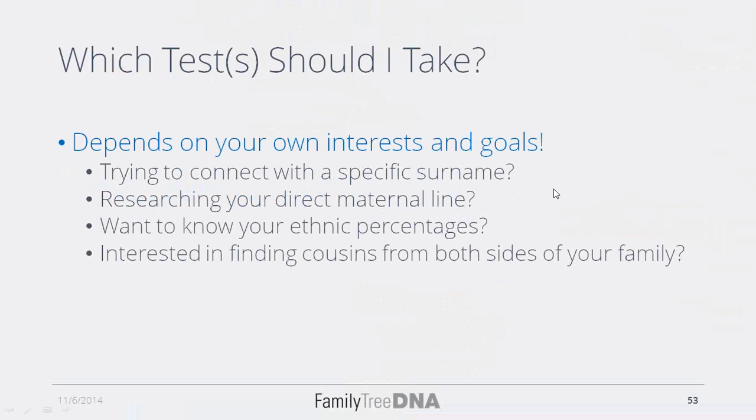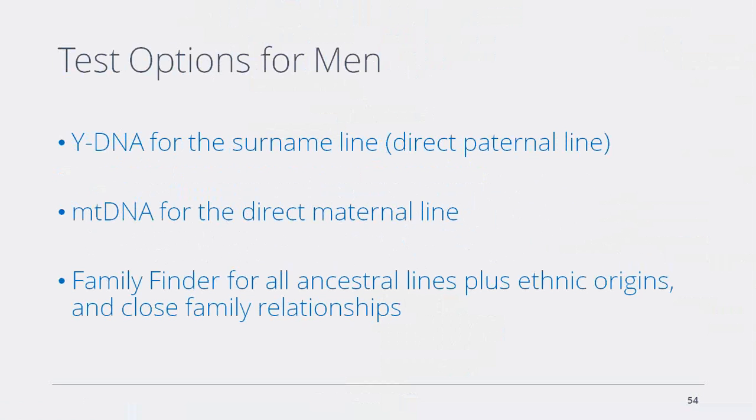If you're researching your direct maternal line, or trying to research an ancestor who's on your direct maternal line, or on the direct maternal line of somebody else who is available to test, then that's the mtDNA test. If you want to know your ethnic percentages, that's the autosomal test. And if you're interested in finding cousins from any line of your ancestry, both sides, that's the autosomal test. Some people take more than one test. Some men can take all three, as we'll see in a moment.